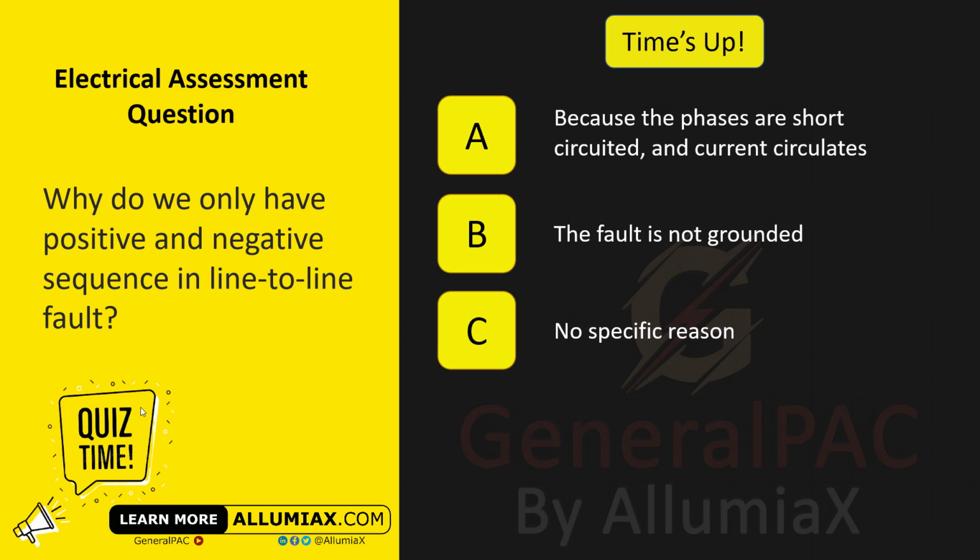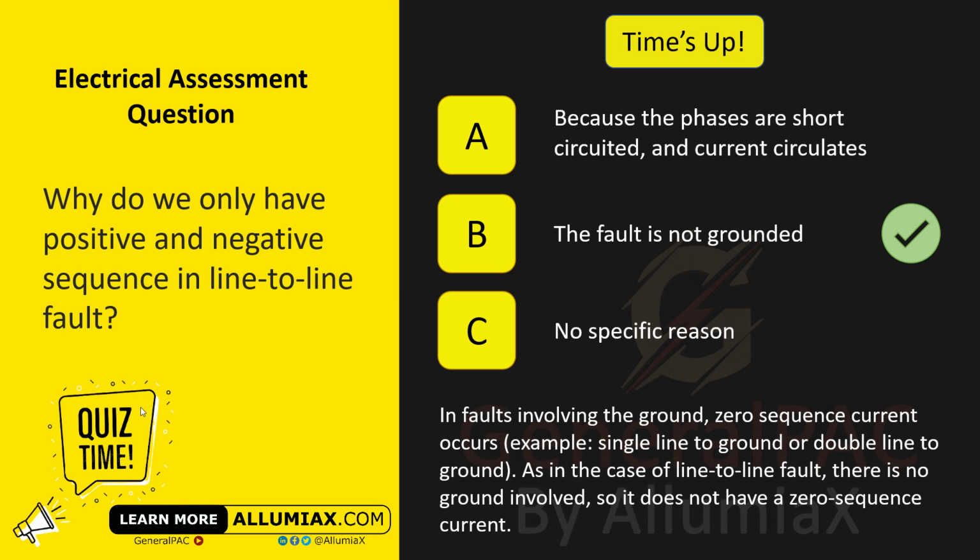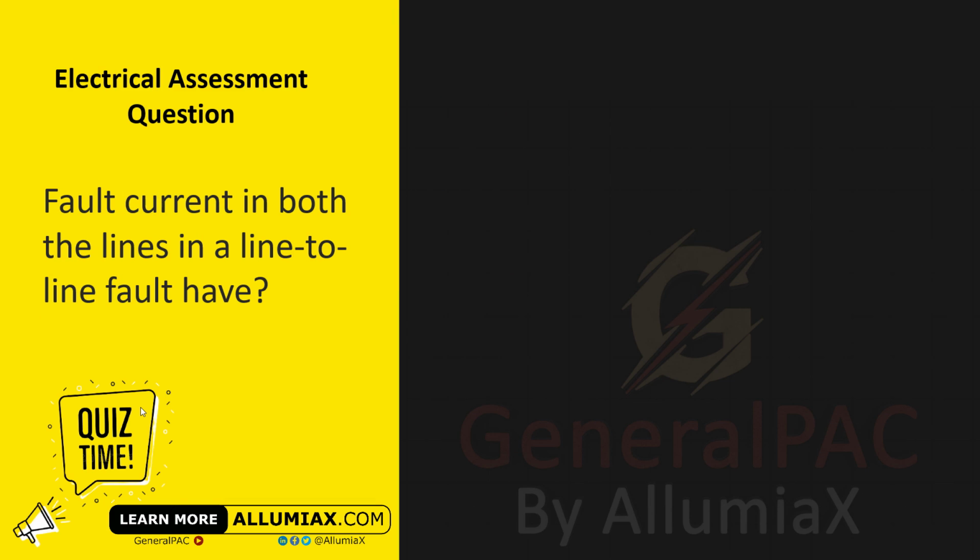Time's up. The answer is B. The fault is not grounded. In faults involving the ground, zero sequence current occurs. Example, single line to ground or double line to ground. As in the case of line-to-line fault, there is no ground involved, so it does not have a zero sequence current.